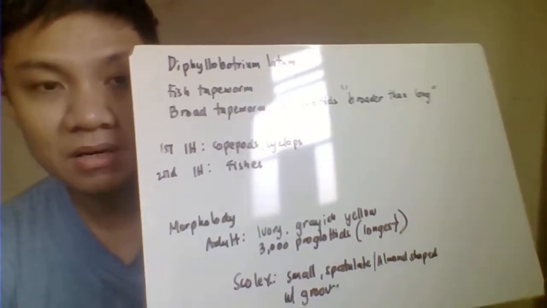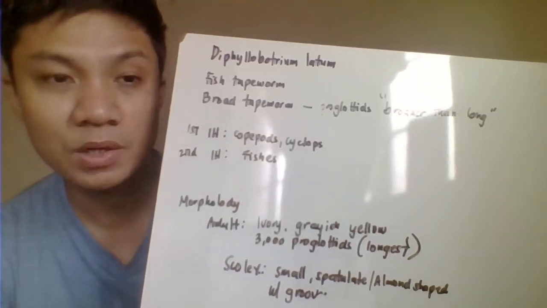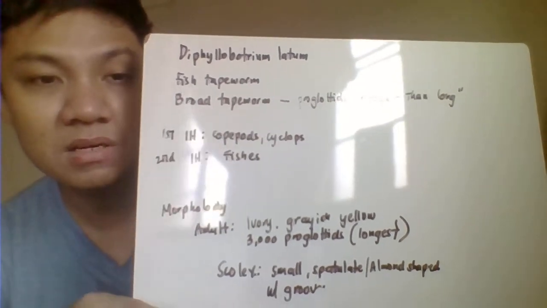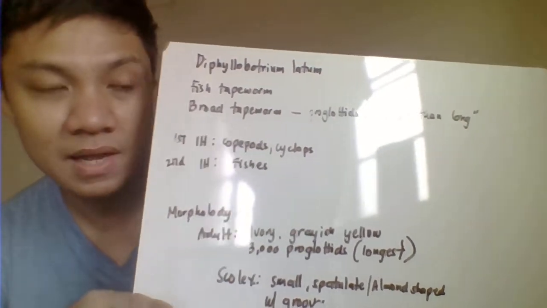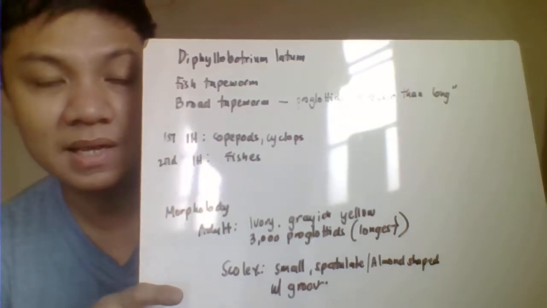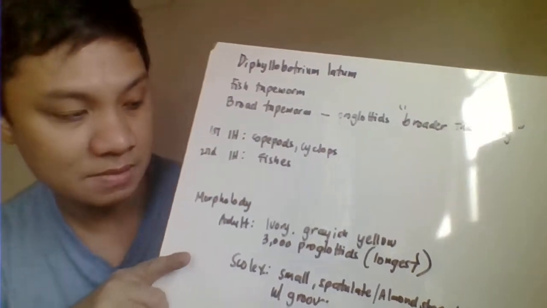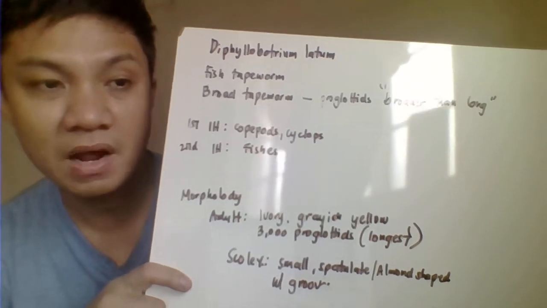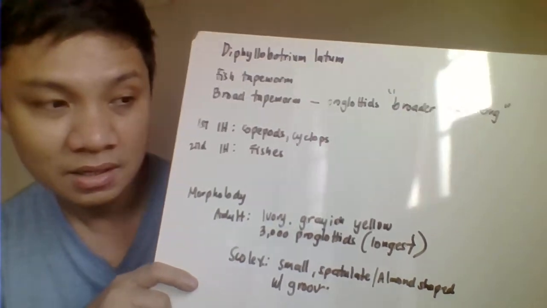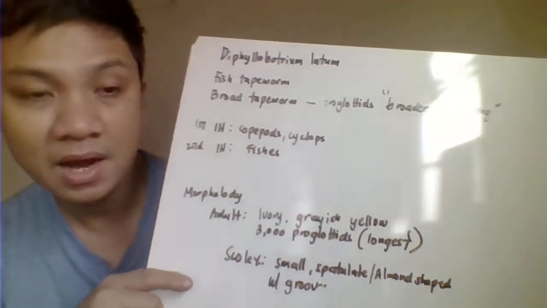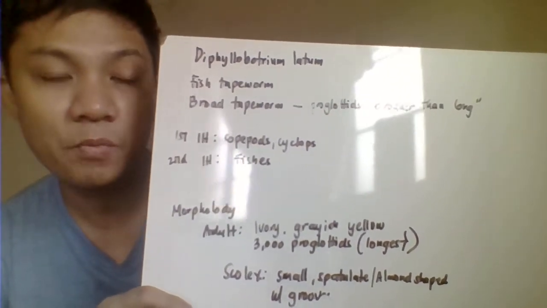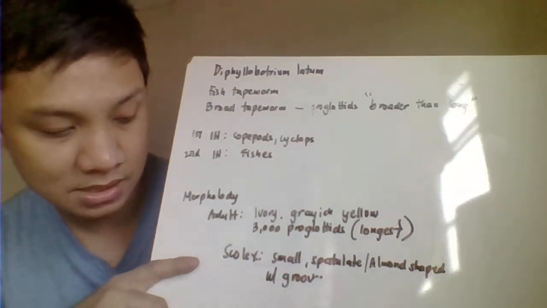Okay, the first intermediate host of this one, so this one requires two intermediate hosts. The first intermediate host here would be your cyclops or your copepods, and the second intermediate host would be the fishes. For the morphology, the adult worm will be ivory or grayish white, grayish yellow in color, and it's considered to be the longest of all our tapeworms, having 3,000 proglottids.